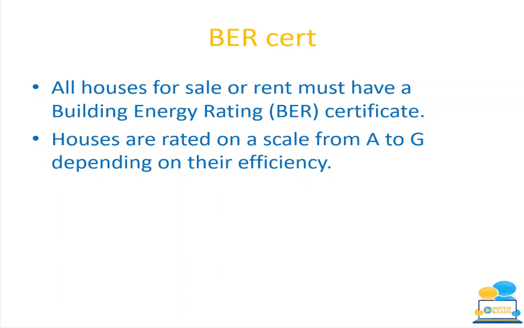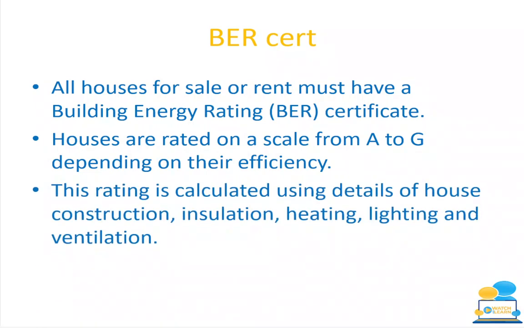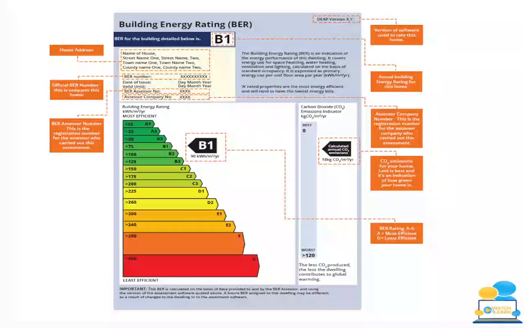So houses, they're rated on a scale from A to G, similar to the likes of your electrical appliances, okay? So A would be the best insulated and G would be very poorly insulated. So the rating is calculated by a person that comes out and looks at your house. They will look at how it was constructed, the insulation, the heating, the lighting and the ventilation, and whether you have solar panels or not. And basically they will complete this building energy rating certificate.